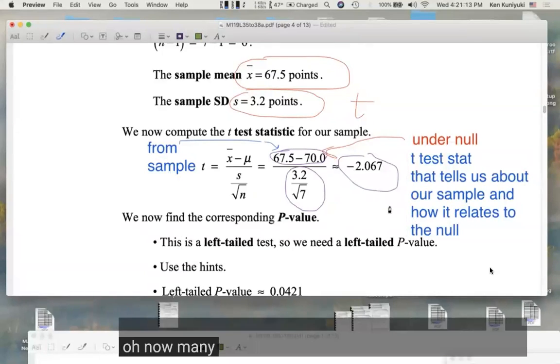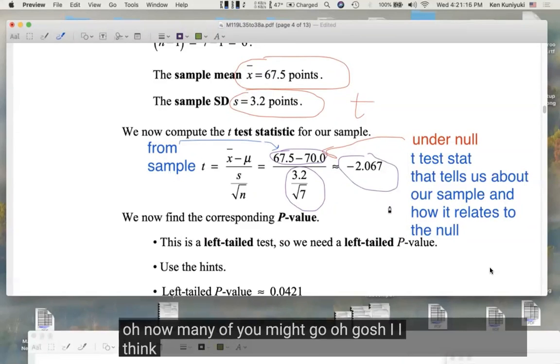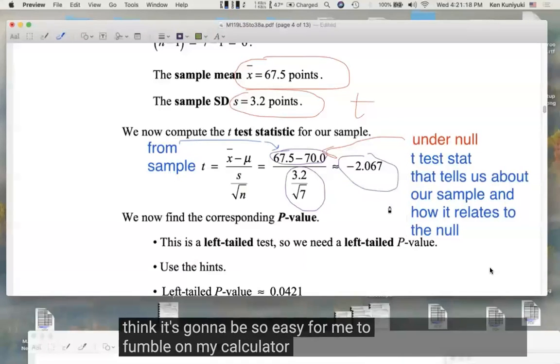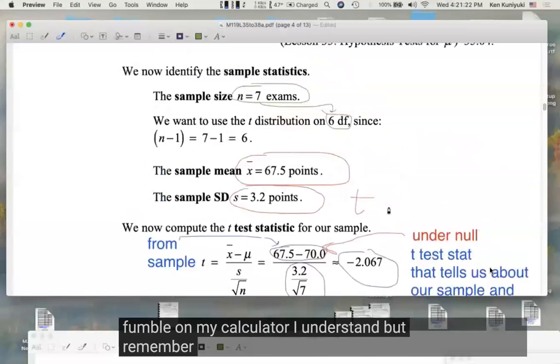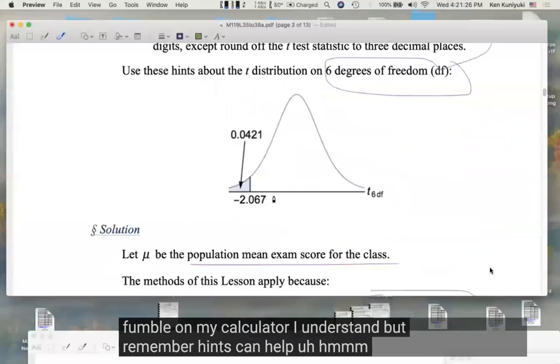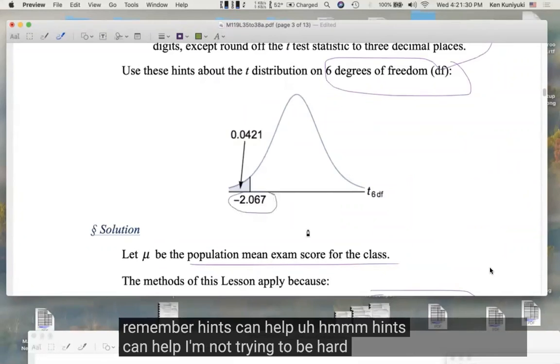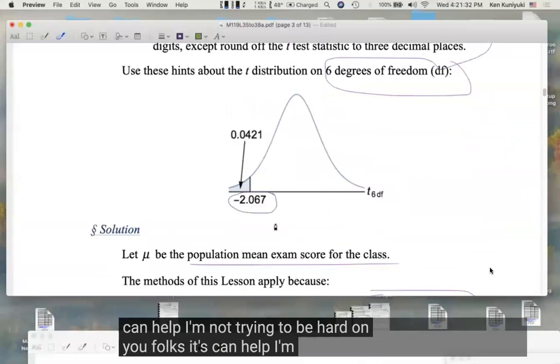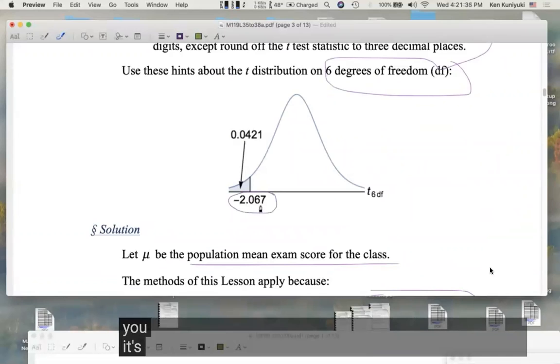Oh, now many of you might go, oh gosh, I think it's going to be so easy for me to fumble on my calculator. I understand. But remember, hints can help. I'm not trying to be hard on you folks. Hints can help. I'm not coughing on purpose. Hints can help.